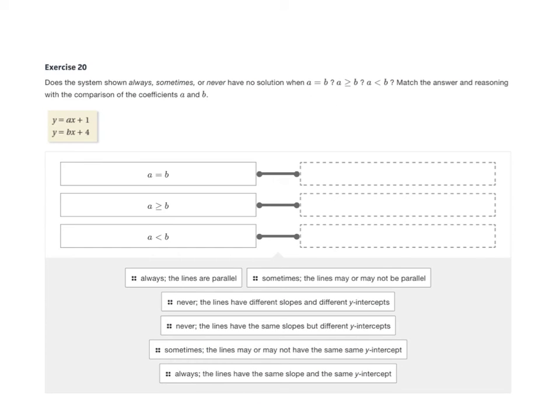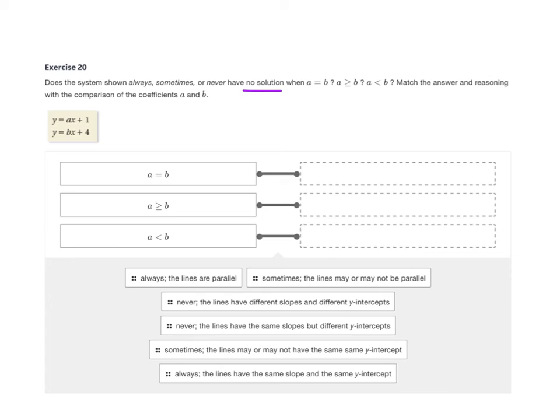Okay, so let's look at a homework problem from the 5.4 homework. It's number 20. It says, does the system shown always, sometimes, or never have no solution? Okay, so we're checking to see if it has no solutions when A equals B, when A is greater than or equal to B, or A is less than B. Match the answer and reasoning with the comparison of the coefficients A and B.